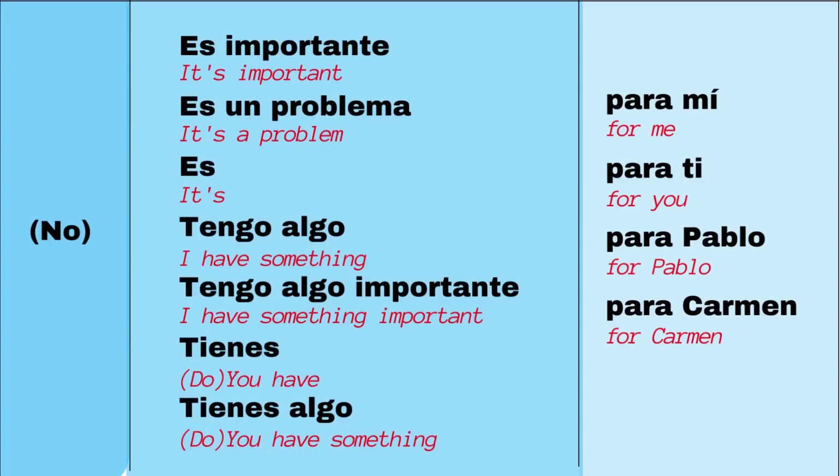Have you got something for me? ¿Tienes algo para mí? You've got something for Carmen. ¿Tienes algo para Carmen? It's not possible. No es posible. Is it possible? ¿Es posible?